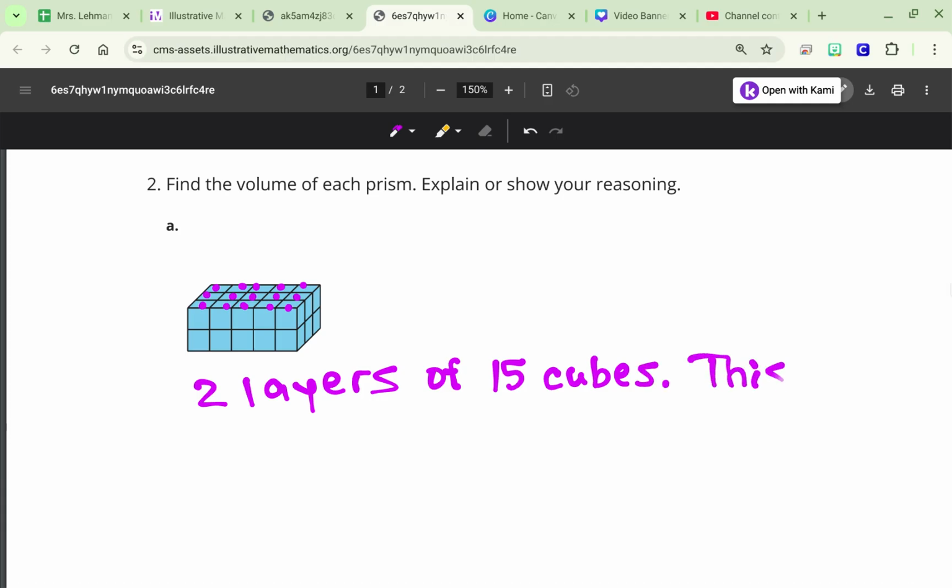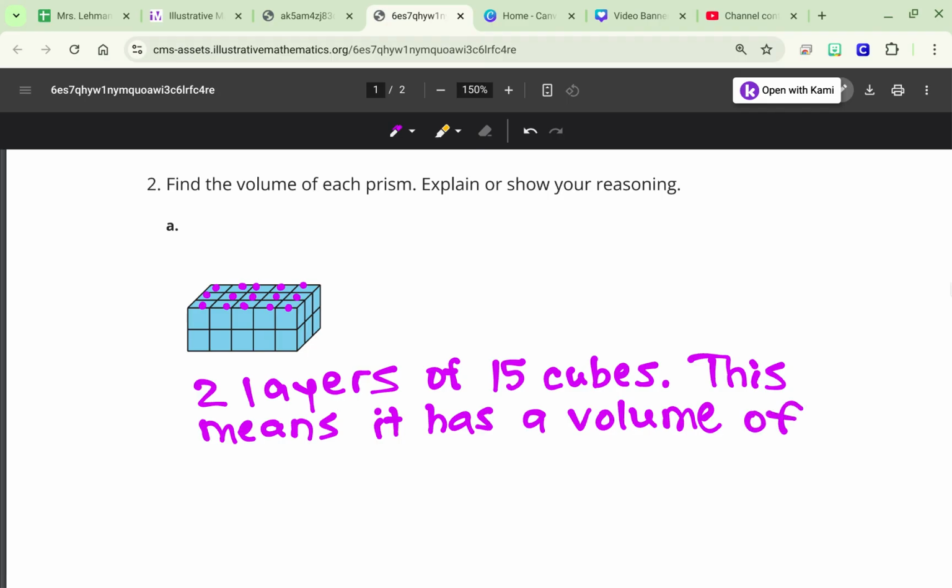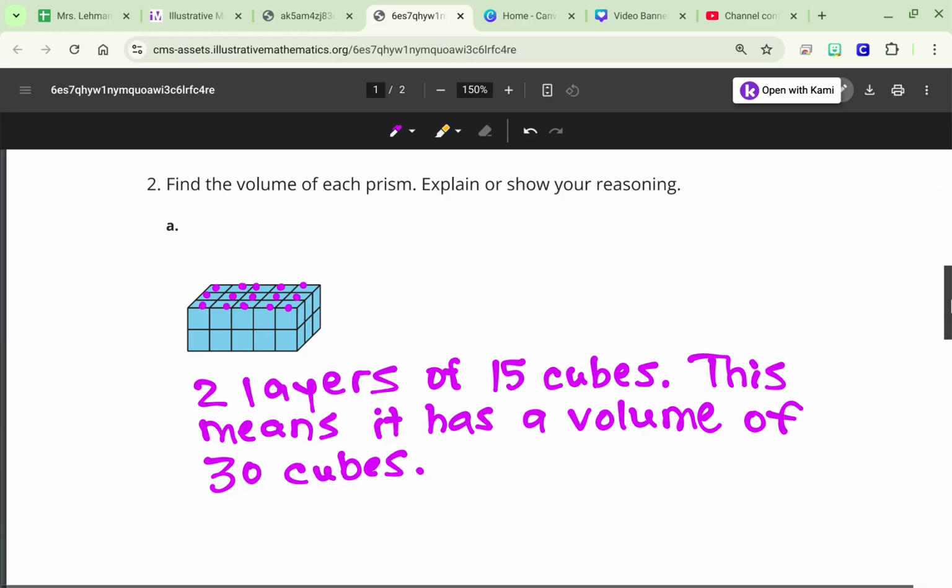This means it has a volume of 20 cubes, or excuse me, 30 cubes. It has a volume of 30 cubes. Because we would certainly have 15 on the bottom layer, 15 on the top layer, and that gives us a total of exactly 30 cubes. So I have said what my answer is, but I've also explained the reasoning, because certainly those layers and the layer structure can be so important to finding volume of a shape.